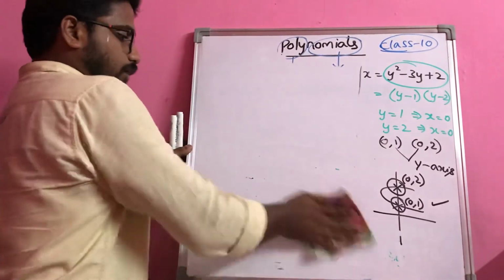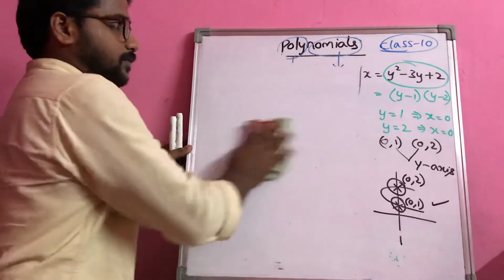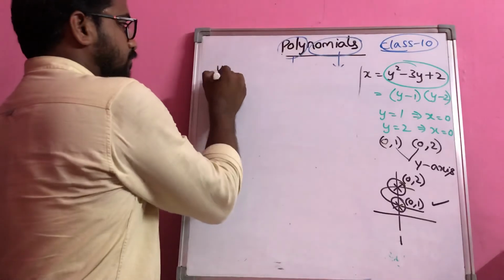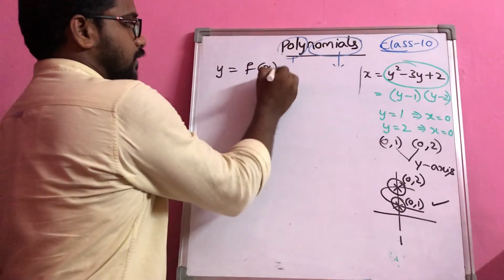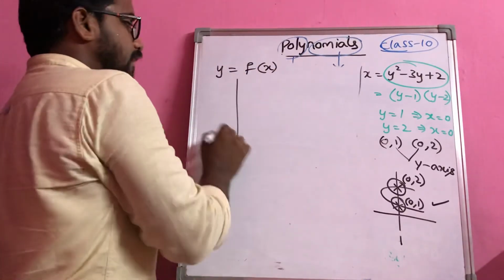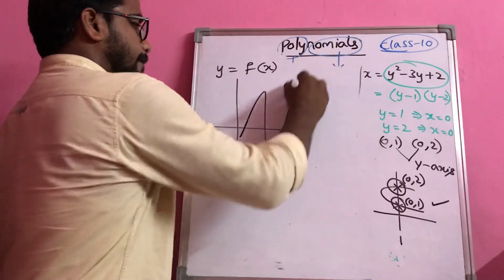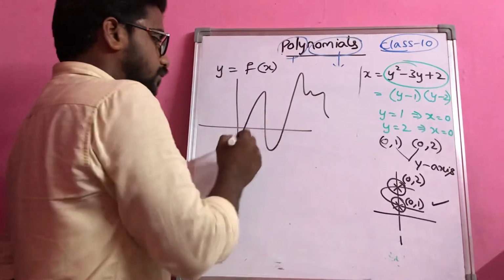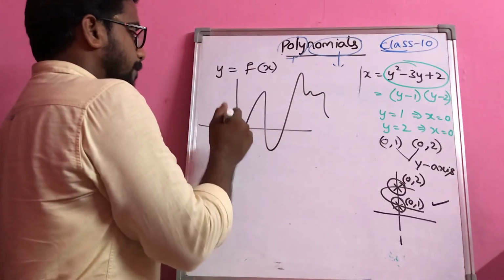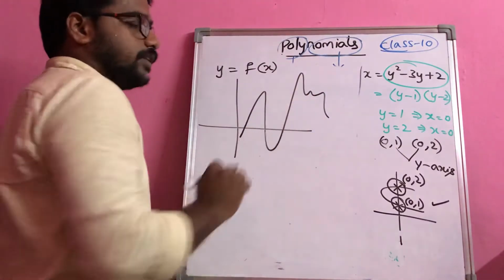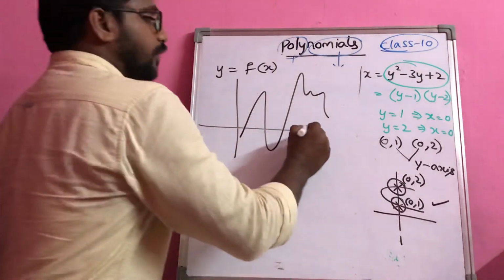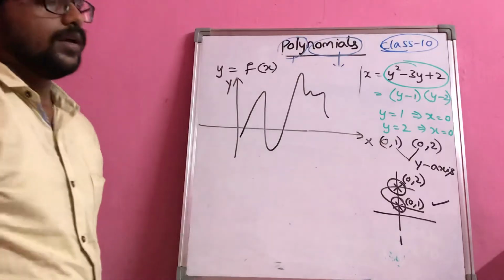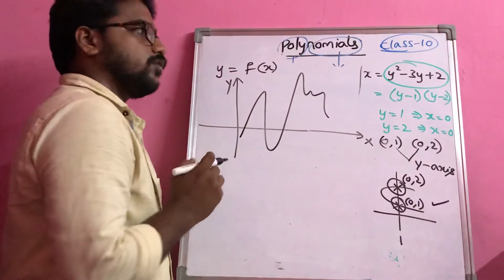Let me draw one graph here and accordingly I will explain. For example, the question is giving: y is equal to f of x is the curve, and they said that, let us say like this. You can just observe here, this is along the x-axis and this is along the y-axis. Just try to understand one small thing here.